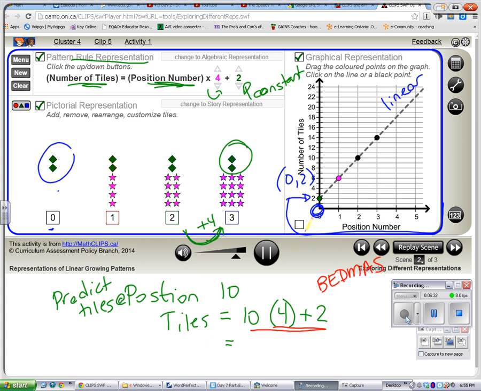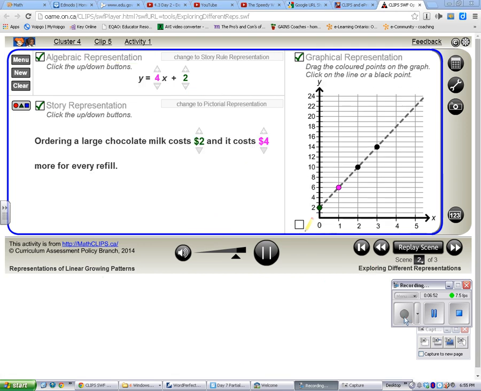I'm of course going to multiply first, so 10 times 4 is 40, and then I'll add 2, and so I get 42 tiles is how many tiles I should expect in position number 10. And I can use this pattern rule to predict anything, even if I was looking at position number -300 or position number 10,000. So I still have the same pattern.